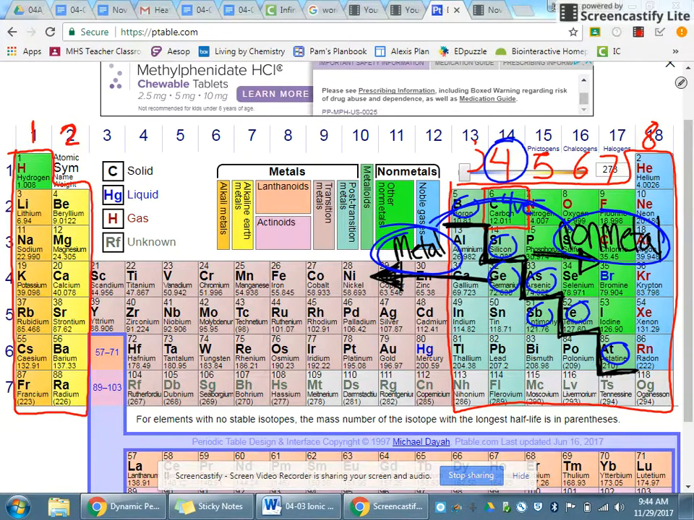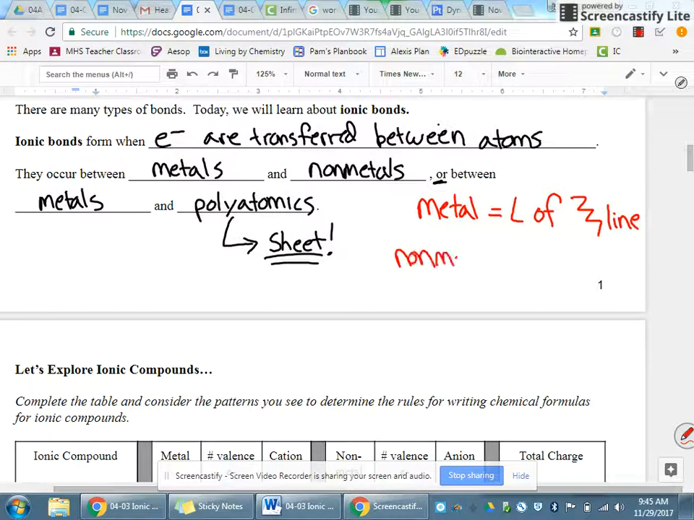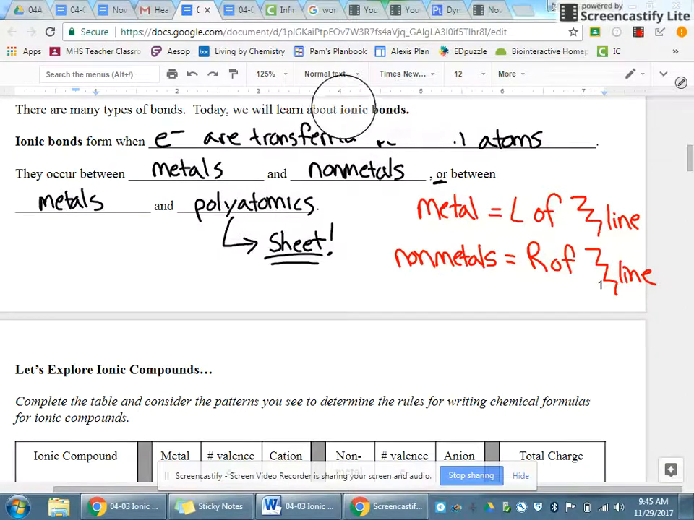So I'm going to go ahead and add that little note to our notes that metals, sorry, that is a typo, they are left of the stair-step line. Whereas non-metals, they are right of the stair-step line. All right, so pause the video, make sure you're caught up. Go ahead and erase.